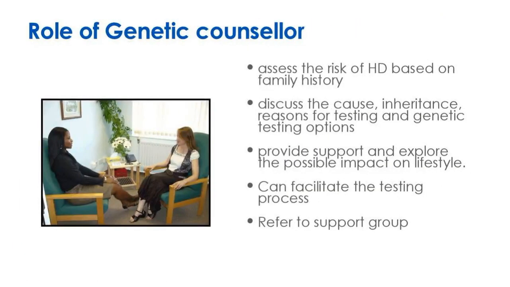So the role of the genetic counsellor is to assess risks of Huntington's based on the family history, to discuss the cause, the inheritance, and the reasons for testing, and then to look at the different genetic testing options as to whether someone has been diagnosed with Huntington's in the family before and which gene we should be looking at. We provide support and we explore the possible impact on lifestyle that getting a genetic result for Huntington's could have. We facilitate the testing process, and we also refer to the multidisciplinary group, and different places around the country have different teams of psychologists, neurologists, and psychiatrists.